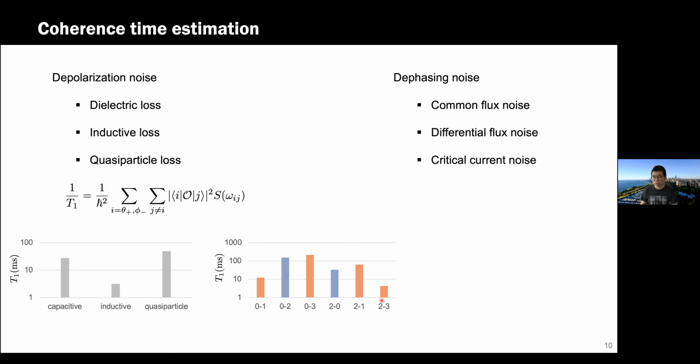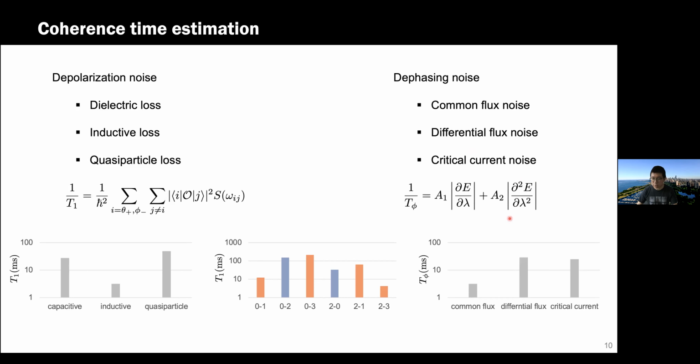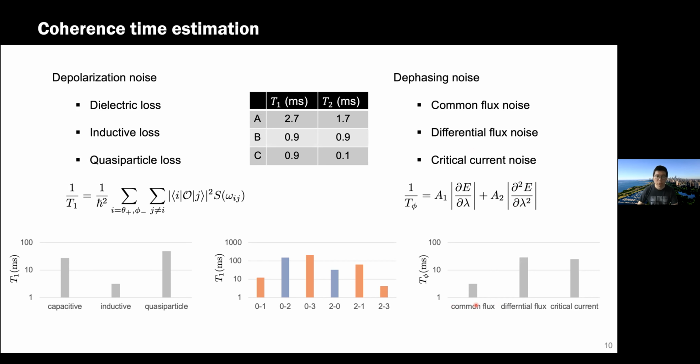And for dephasing noise, we, as usual, consider flux noise, both for the common and differential mode, and also the critical current noise. And due to the fact that we operate the circuit at those sweet spots, we need to consider the second order contribution to the dephasing noise. And here's a sketch where we find mainly it is limited by common flux noise here. So the overall T1, T2 for the three inverted symmetry points are shown here. And they're calculated using the parameters here, which are all experimentally feasible. And the noise parameters that we are choosing are extracted from this cosine 2-5 paper from the Devoret group.